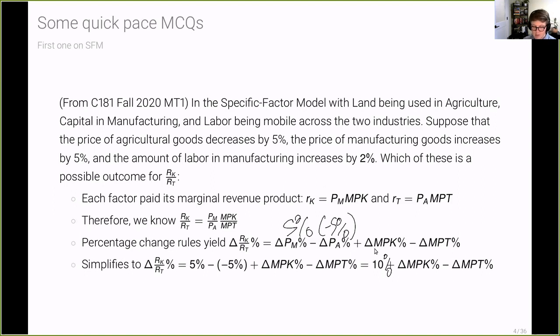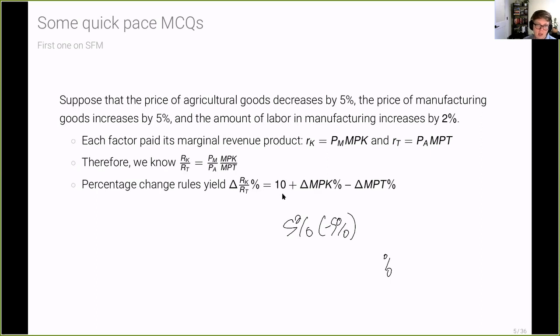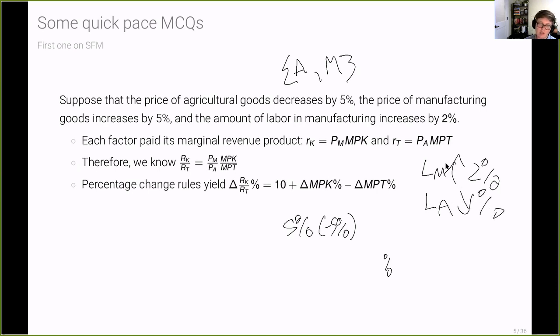But for instance, if we know that the labor in manufacturing increases by 2%, then recall that in the specific factors model, the only two sectors that we have are going to be agriculture and manufacturing, and so that's the entire group of industrial sectors that we have in our economy. And so if LM is increasing by 2%, then that must come at the expense of LA. So as labor is moving into manufacturing, laborers must be moving out of agriculture into that manufacturing sector.